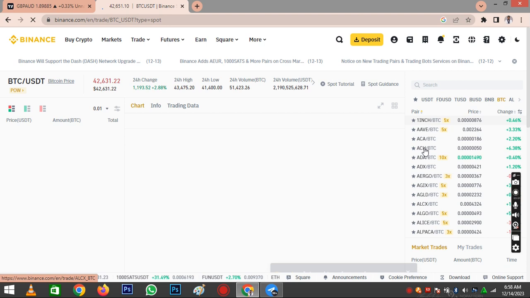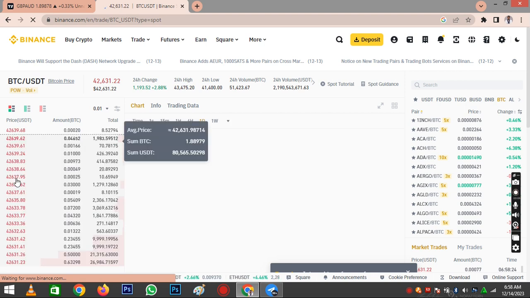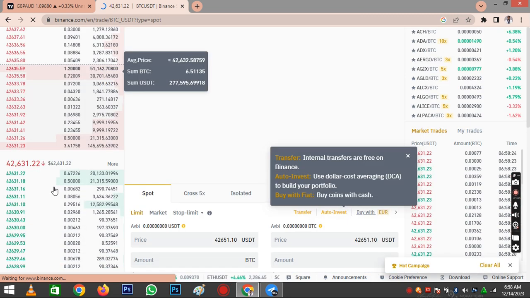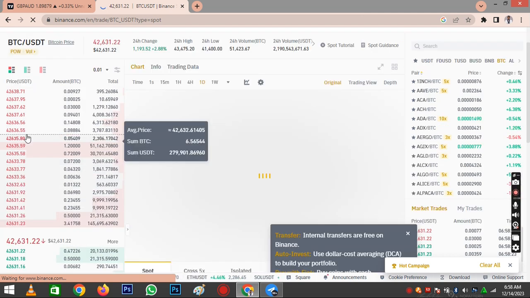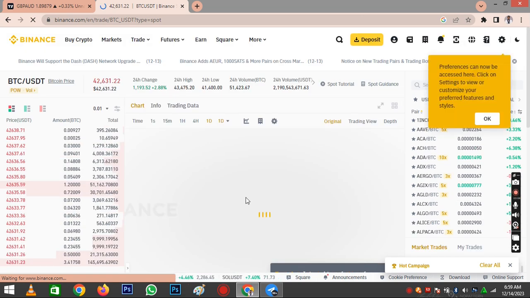This part here is the chart that is loading. Why this part here that is blank is the order book. So you can see the order book here. You can see orders that are being placed by millions and thousands of persons. You can see the sell, people who are selling their coins, and people who are buying, who placed the limit order for buying.